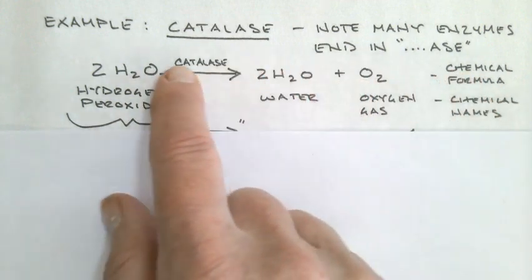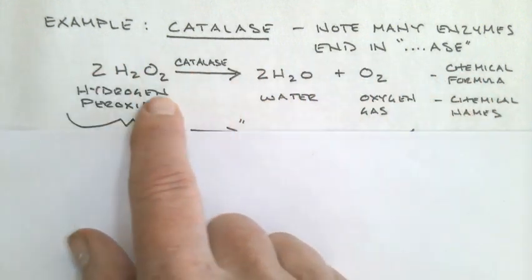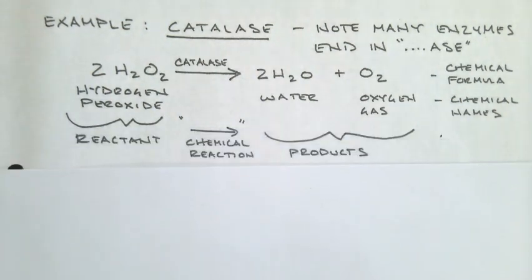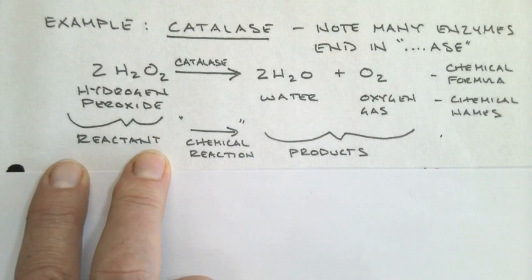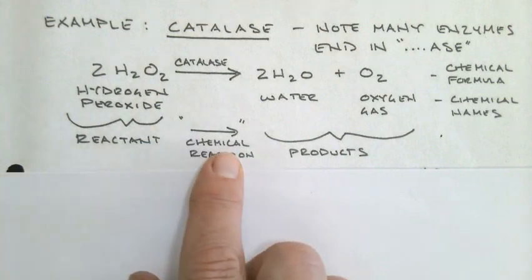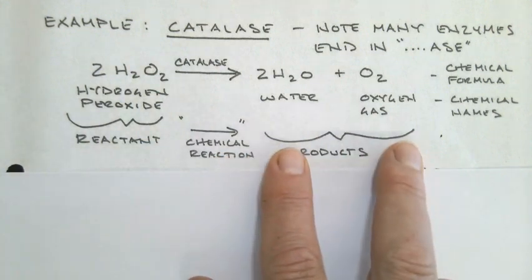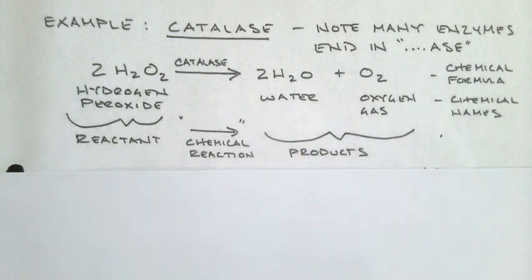This is the chemical formula, and these are the chemical names. These are the reactants. They're on the left-hand side of the arrow. The arrow indicates a chemical reaction, and these are the products of the chemical reaction.